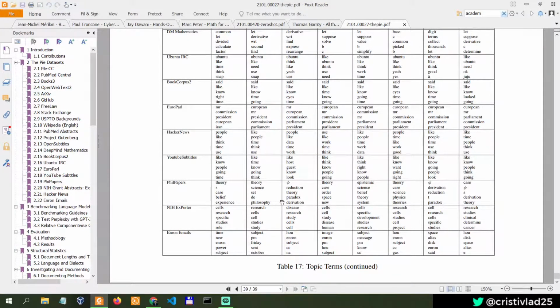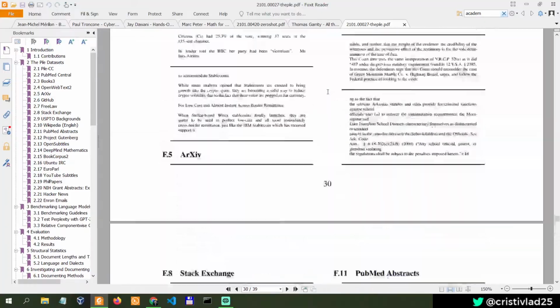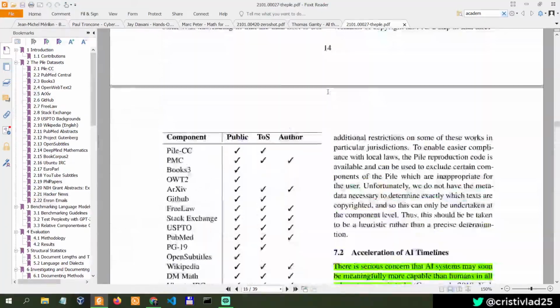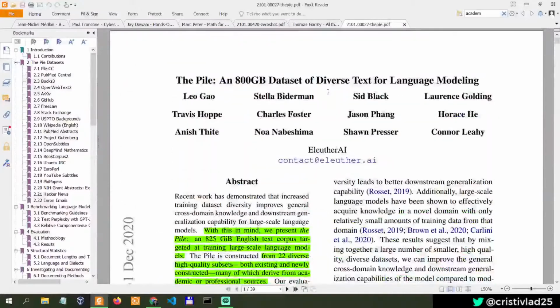A 39-page, well-explained paper that I highly recommend to anyone interested in the field of natural language processing to read.